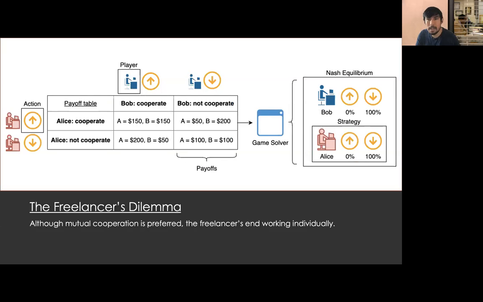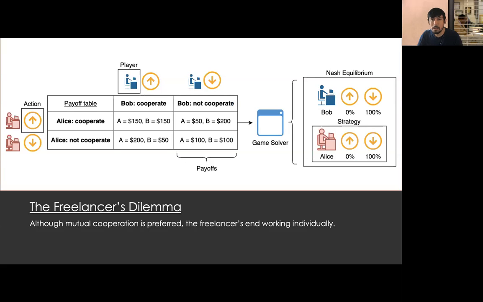Now let's build a game-theoretic model of this scenario. We consider Alice and Bob as the players. For the sake of simplicity, let's limit the actions they can perform to cooperate, represented by an upwards arrow, and to not cooperate, represented by a downwards arrow. In this game, by cooperation, we mean disposition to work together. The payoff table in this slide contains the pay of the player, given the action they perform.